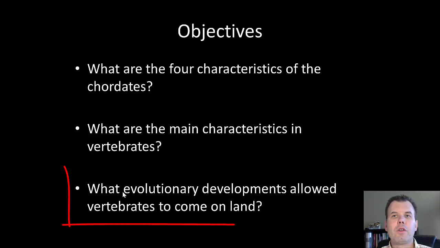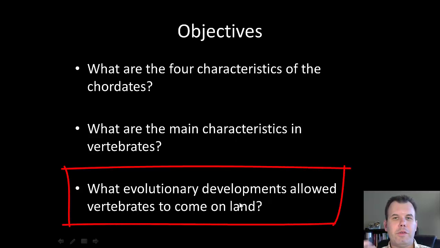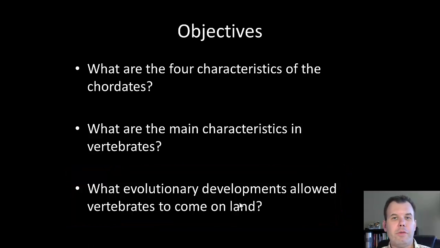The last thing we're going to look at is what are the evolutionary developments that allowed the chordates to come out of the water as the fishes and turn into amphibians, reptiles, birds, and mammals. And so we're going to look at all these different things and some of the evolutionary developments that had to take place in order for this movement onto land to actually take place.